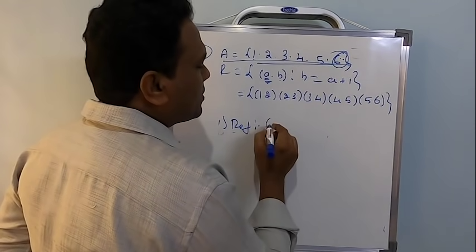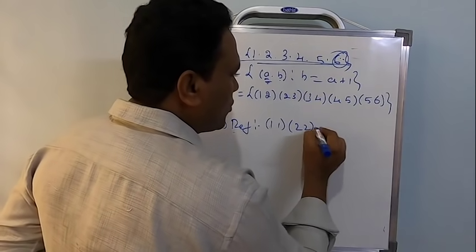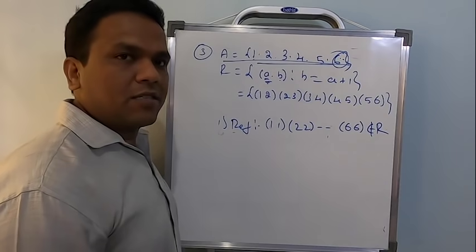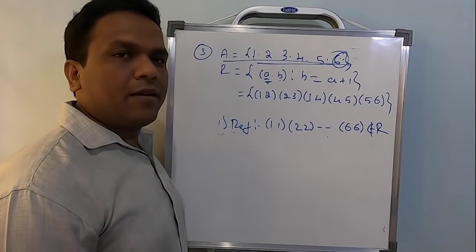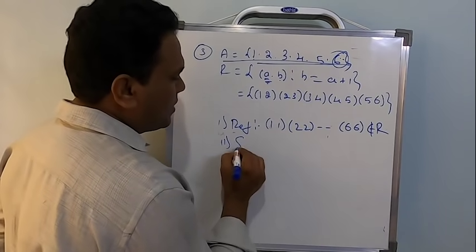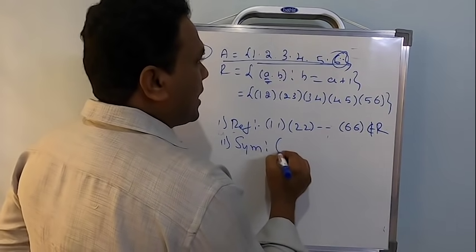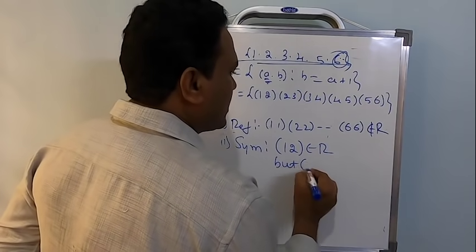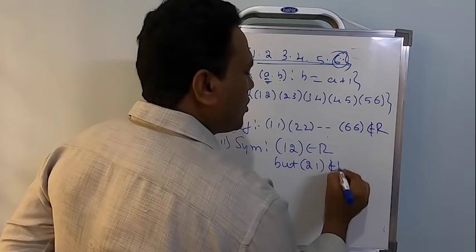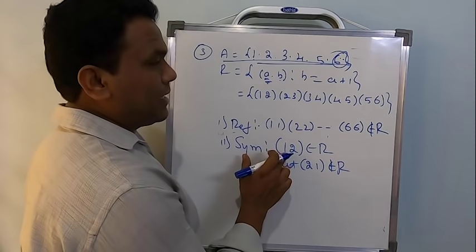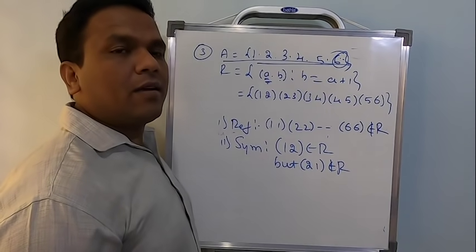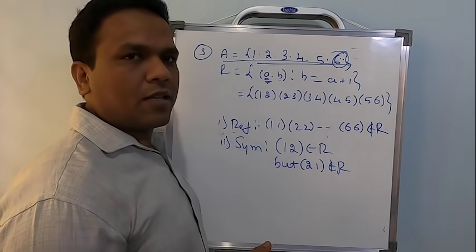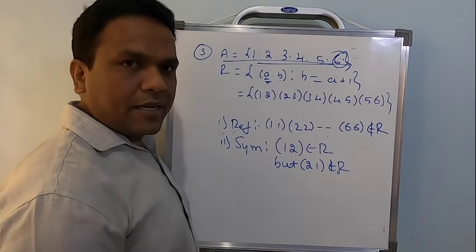Okay, as you notice, (1, 1), (2, 2) till (6, 6), none of the elements belong to the relation. Therefore R is not going to be reflexive. Second one, symmetric. I have an ordered pair (1, 2) belongs to R, but there exists no ordered pair (2, 1) belonging to R. This is not the only example. (2, 3) is there, but (3, 2) is not there. (3, 4) is there, (4, 3) is not there. Right? Take any of the examples and write it.